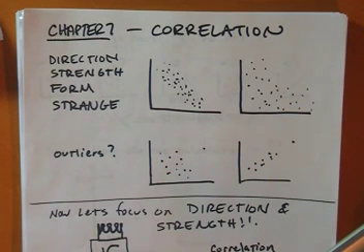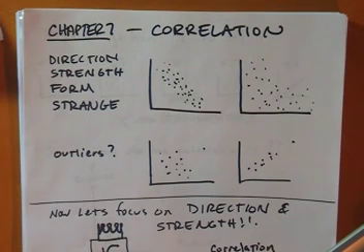We're going to talk about something called correlation. Correlation is a word that's thrown around a lot, and it's often misused. Correlation is actually a calculation you can make to measure numerically the strength between two quantitative variables. So you have two quantitative variables.